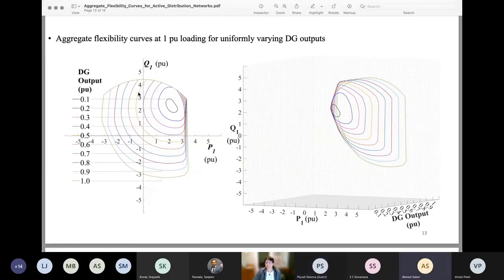Okay. Still, the question is how exactly he will tackle the dynamics from the DG side. I agree, absolutely. That cannot be tackled by one single curve. What a system operator can do is share a family of such curves so that the transmission operator can decide himself by looking at the curves. For example, this particular curve shows the flexibility available in the distribution network for DG outputs varying from 0.1 to 1. That is the best that can be done.